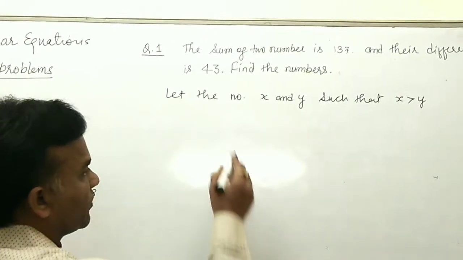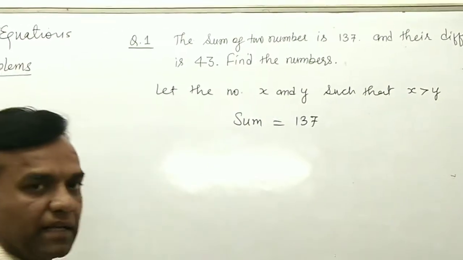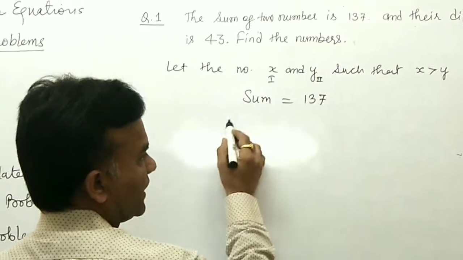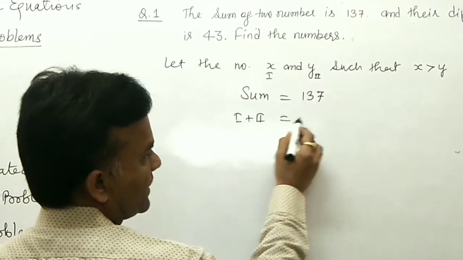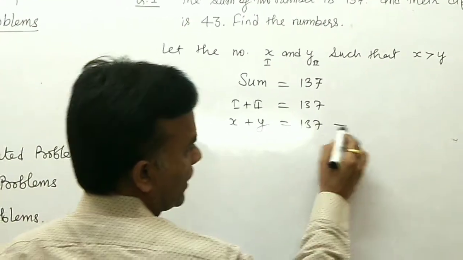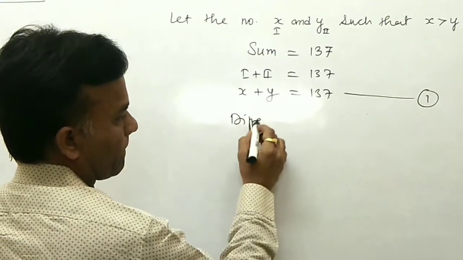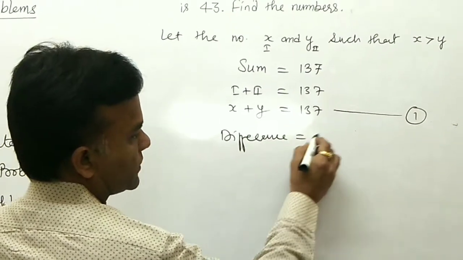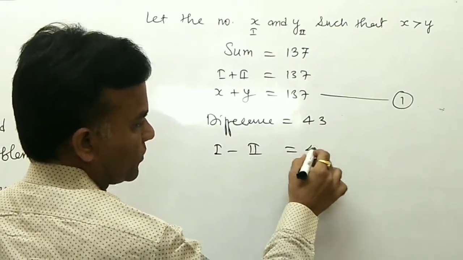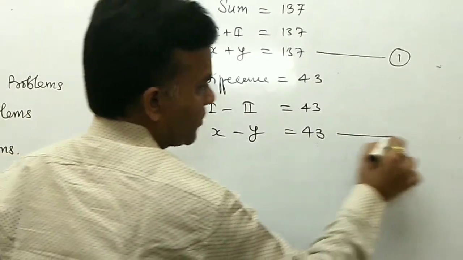The first statement is the sum, which is given as 137. What do you mean by sum? The sum of two numbers. Who are the two numbers? The first number is x and the second number is y. So the first number plus the second is 137, so x plus y equals 137. You write this as equation 1. Similarly, the second, the difference, is 43. Difference means first minus second, because the first is greater than the second. So x minus y equals 43, and you have the second equation.